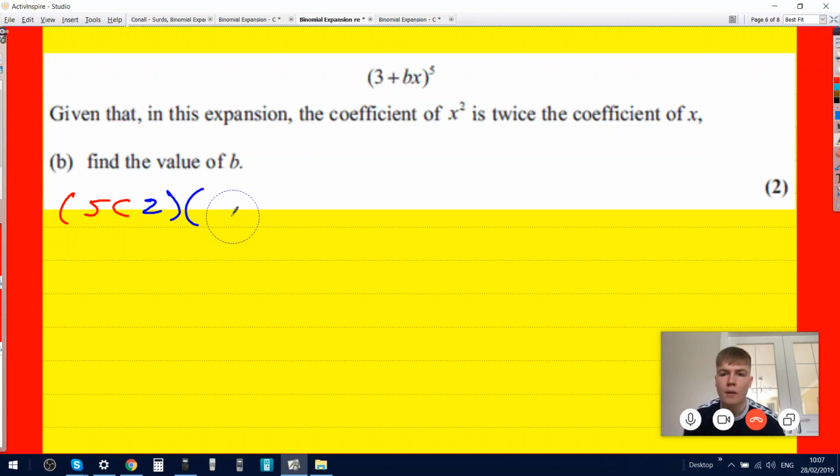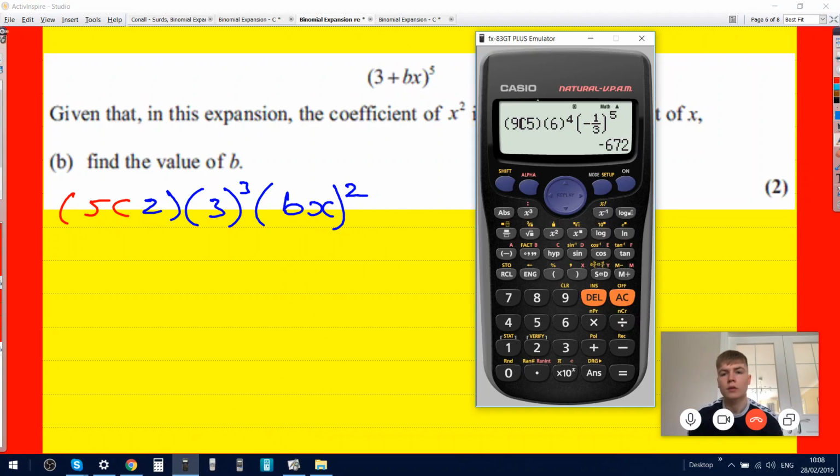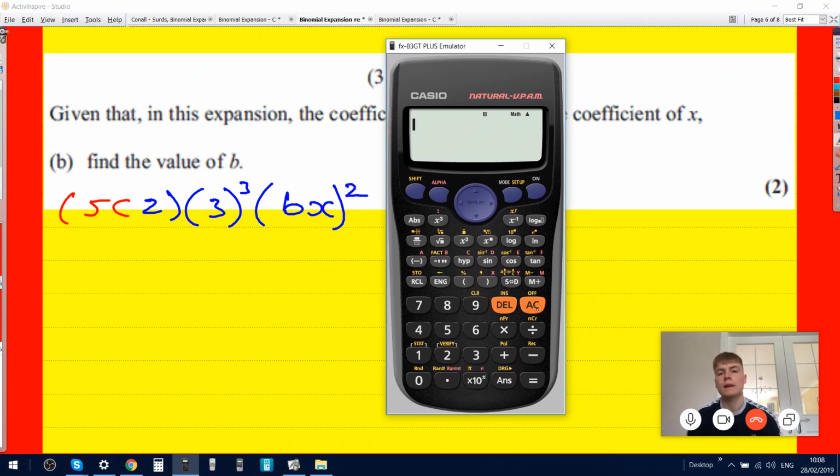To 3 to the power cubed, 3 cubed. Bx squared. So how do I deal with this? You just have to do 5C2 and then 3 cubed. And leave out the bx. So that's 270.